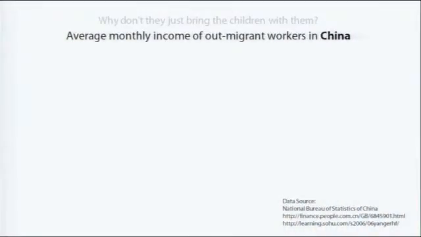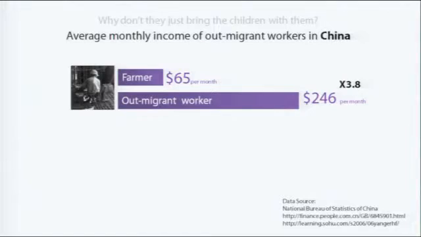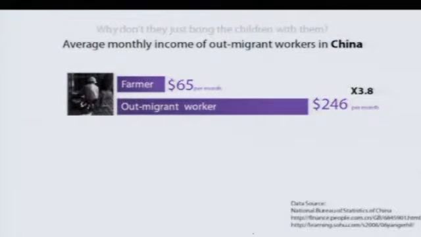Let's see the first one. I'm going to show you the average monthly income of out-migrant workers in China. The data is from the National Bureau of Statistics of China. It was reported that farmers in China have a monthly income of $35, and out-migrant workers have $246 per month, which is nearly 4 times higher.